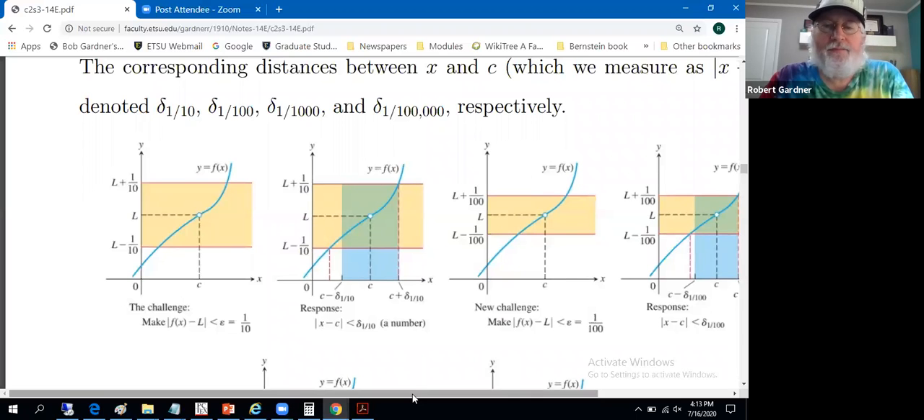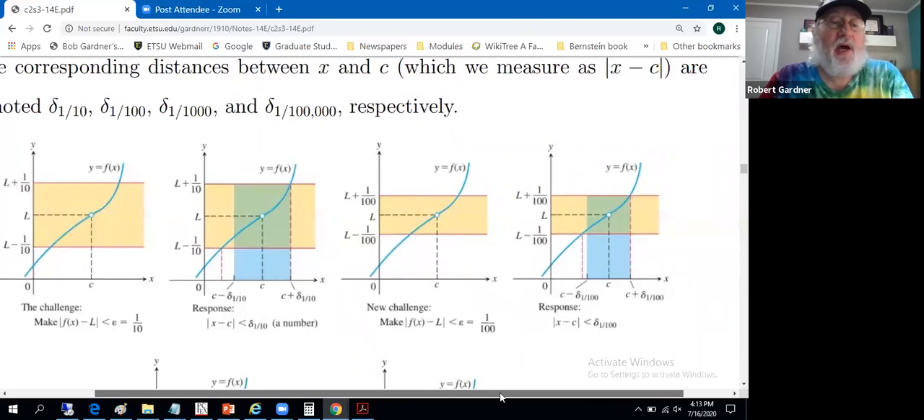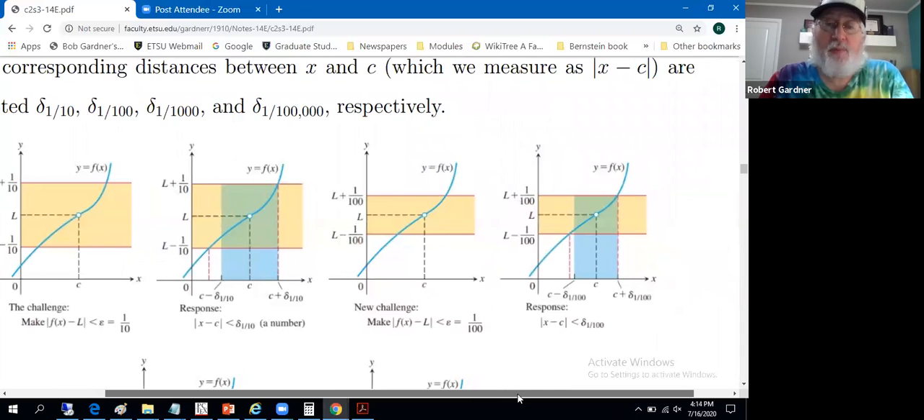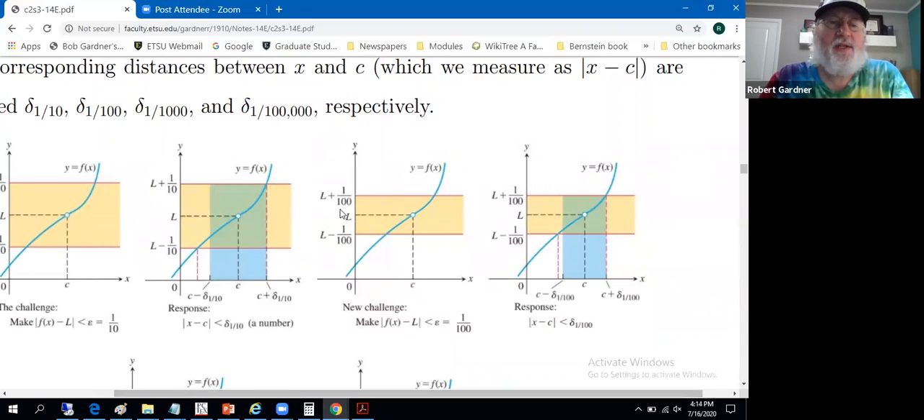Let's do it again. Make the desired distance closer, smaller. Change it from 1/10 to 1/100th. Certainly not to scale in the picture. That produces this yellow band. It's narrower than the previous yellow band. How close are you going to need to get to C? Probably a little bit closer.